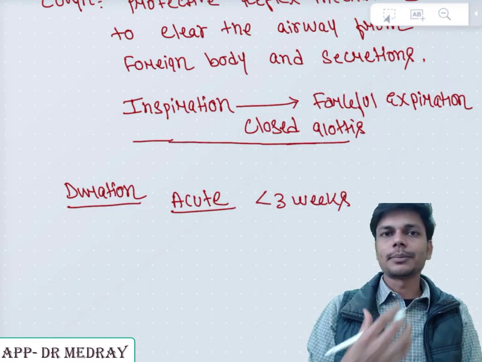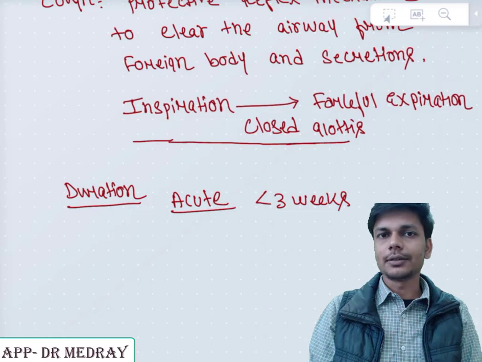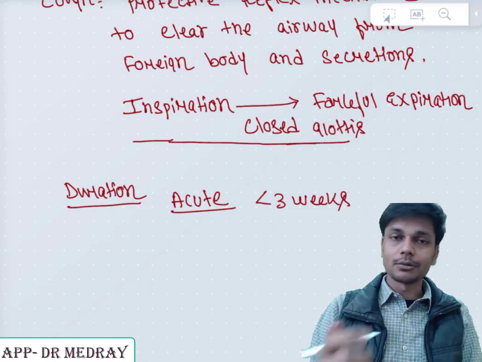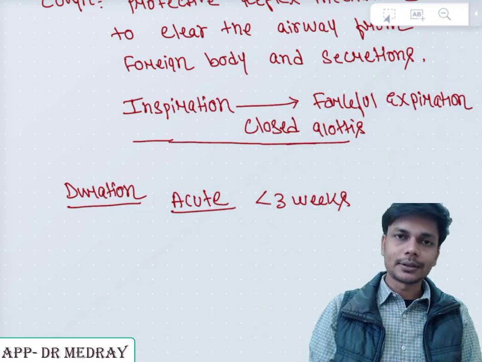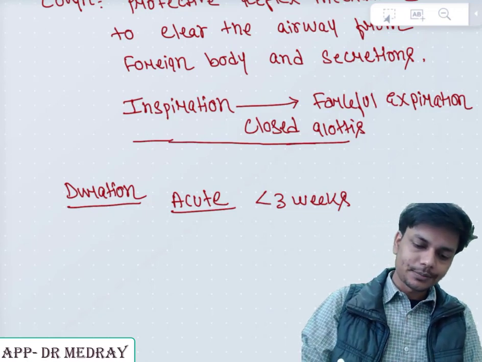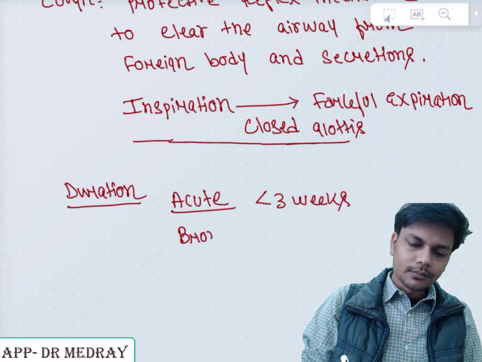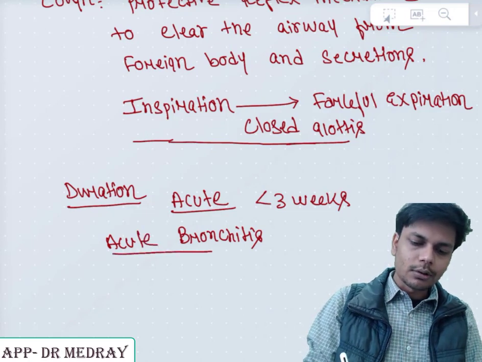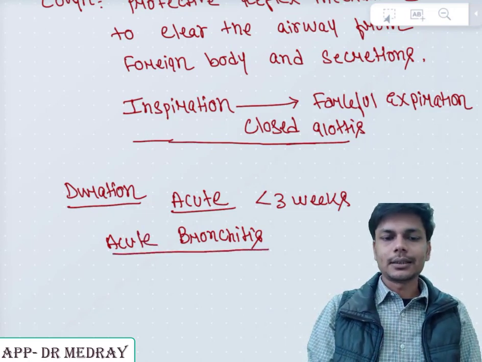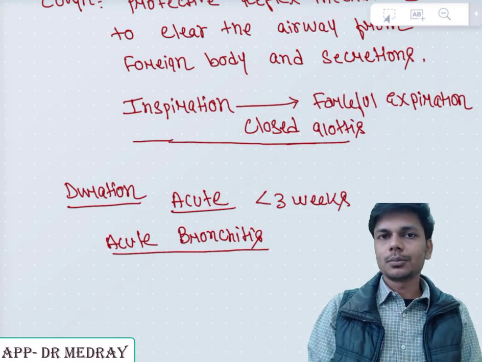As I told you, post-viral infection also causes cough and it usually subsides by 2 to 3 weeks. So post-viral cough can present to us as acute cough. Bronchitis, that is acute bronchitis, can present to us with acute cough. So what are the other features of acute bronchitis?